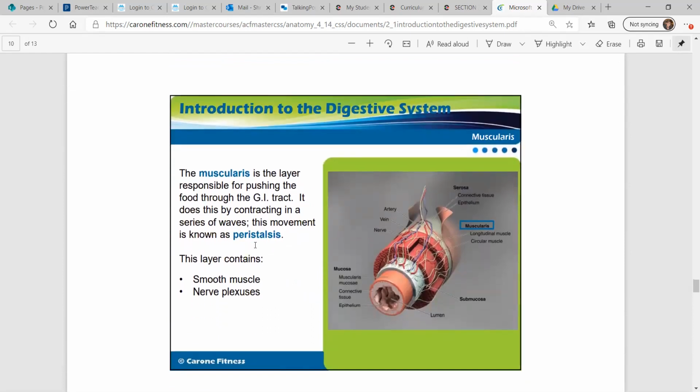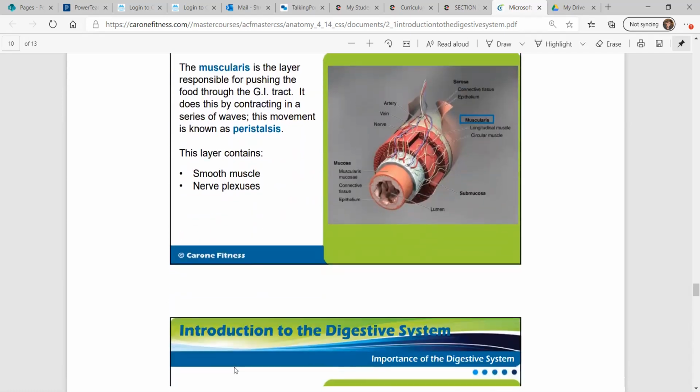And above the submucosa is the muscularis. Now that layer is responsible for pushing the food through the GI tract. And this happens by contracting in a wave-like motion. And this motion, this movement, is known as peristalsis. So muscles gradually move things along in the tract. So the layer contains smooth muscles and nerve plexuses.